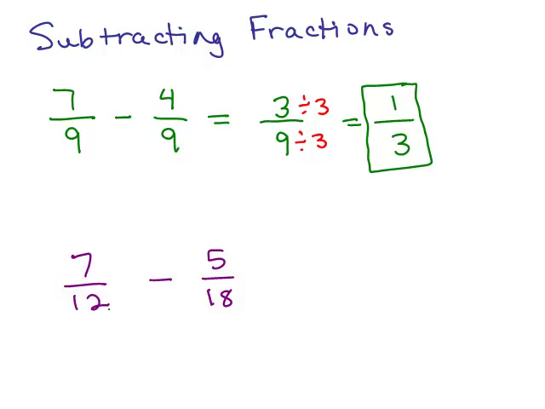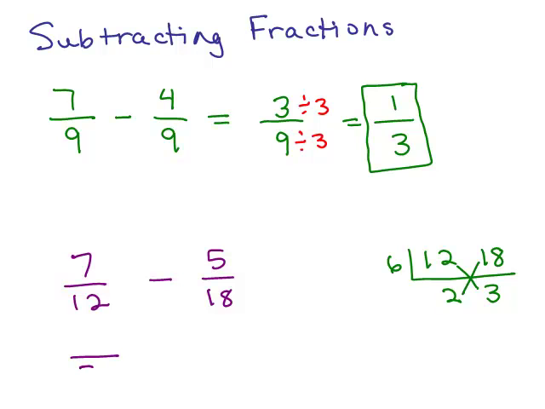All right, let's do the next one. We have 7/12 minus 5/18. This does not have a common denominator, so we're going to have to find the common denominator. You can use any method you like to get the common denominator. I like to do it this way. I think, what number goes into 12 and 18? 6. 6 into 12 is 2. 6 into 18 is 3. So, see, the least common denominator is going to be 36.